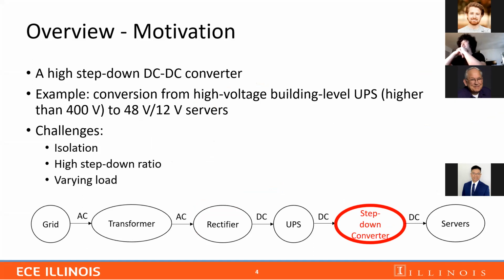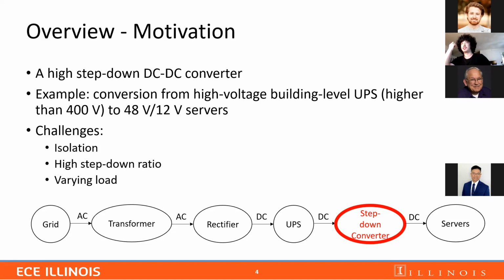And our project is a high step-down ratio DC to DC converter. One example application is to convert from a high voltage building level UPS, which is around 400 volts, to lower voltage servers. There are several challenges associated with this kind of converter. Firstly, you need to be able to provide isolation between the input and output.